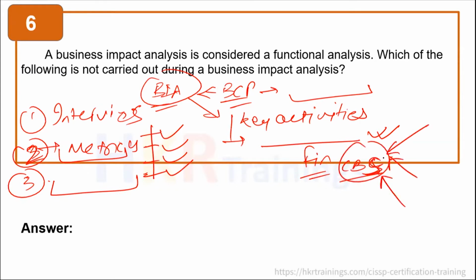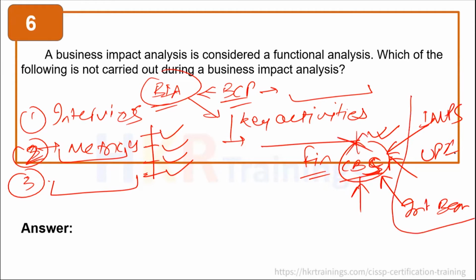For example, you have the CBS on which your transactions from IMPS, from UPI, from your internet banking, everything terminates here, and then only the processing of these transactions happens. So this becomes your key activity. If this fails, everything else, all these channels, no matter if they are working or not, will start failing. So the transactions will not get through.